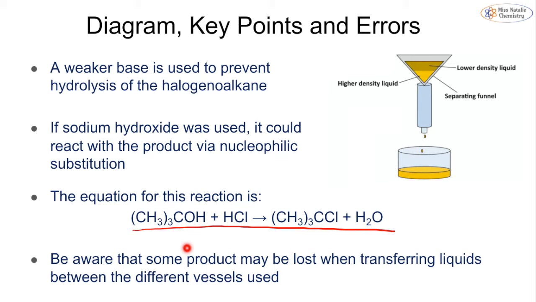Now, the one thing that we do need to be aware of, and one thing that can cause an error, is that sometimes we may lose some of our products when we're transferring our liquids between the different vessels. So when we're trying to work out a percentage yield, we just have to make sure that we do realise that we may have lost some of our products. So we would have an accuracy or a percentage error in this calculation.